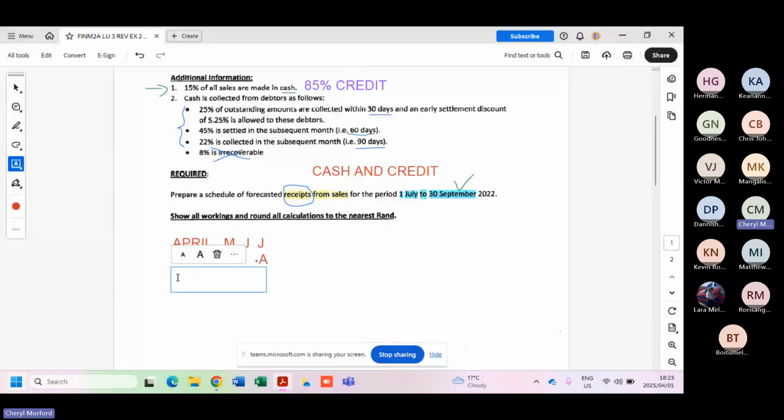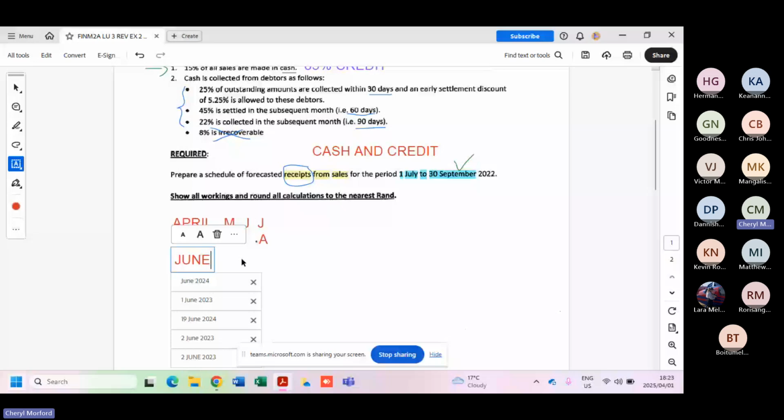Then we're going to come to the next month. The credit sale takes place in June. When are we going to collect? We're going to begin a month later, July, then August, and then September. You're starting to get the hang of it? Okay, let's carry on.